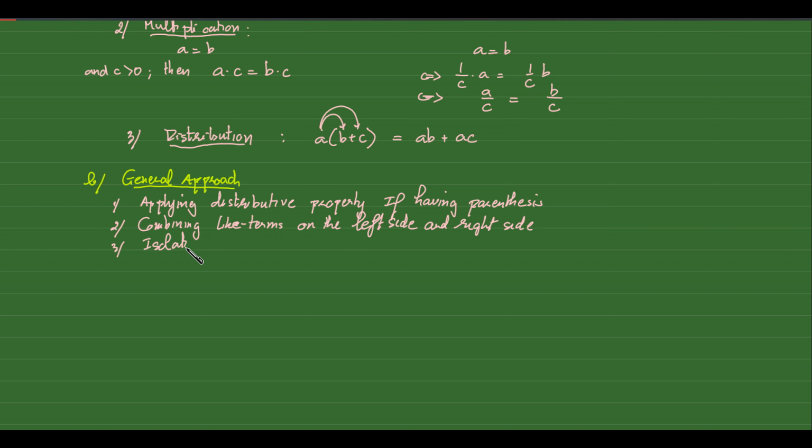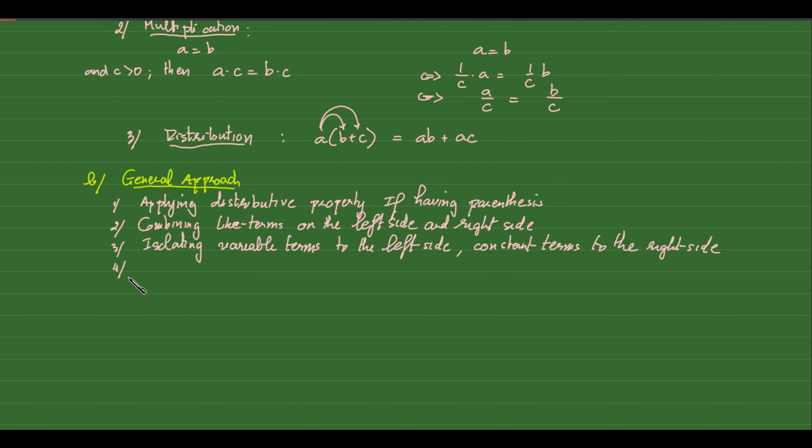Isolate the variable term to the left side and the constant term, which means just a number, to the right side. Some students want to put the variable term on the right side and the constant term on the left side. A variable term is just a term with a variable, for example 2x or 3x. But most of the time I recommend students put the variable term on the left side.